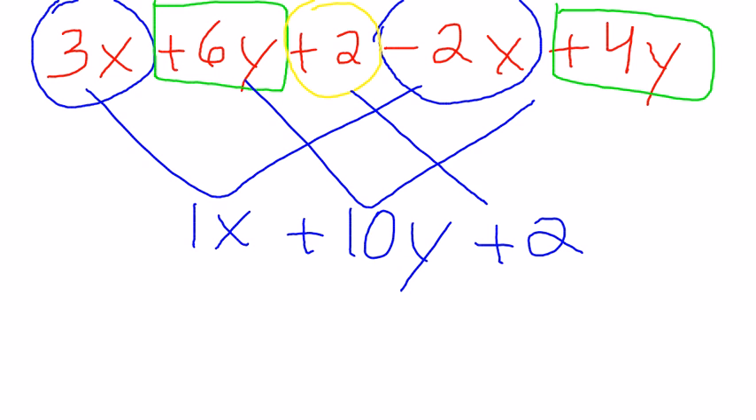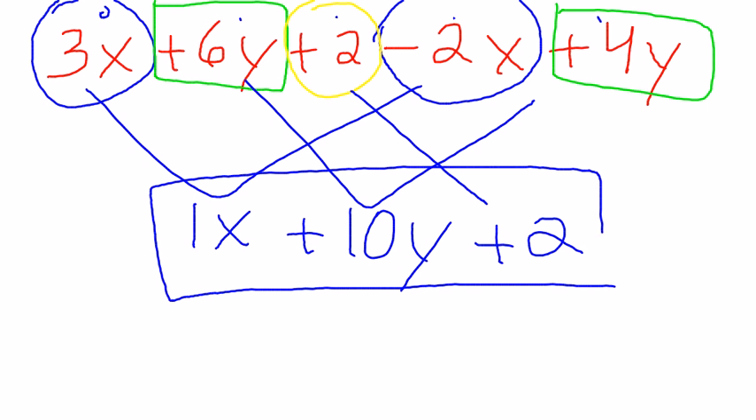So I started with 1, 2, 3, 4, 5 terms, and I've simplified to 3 terms. And I can look at this again and see there are no terms that can still be combined. So I am now what they call in simplest terms.